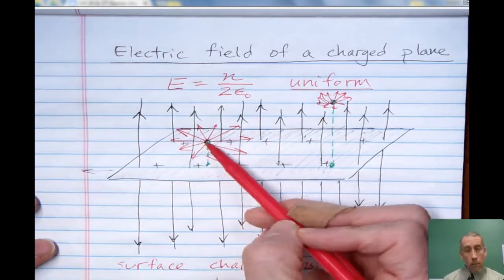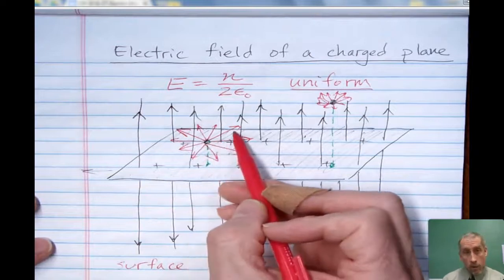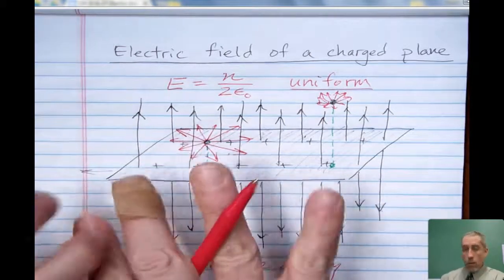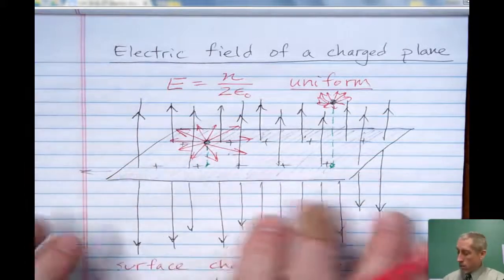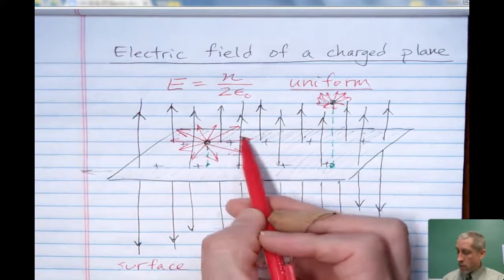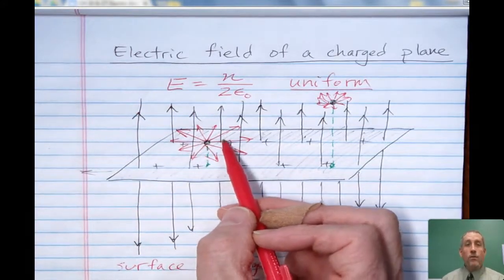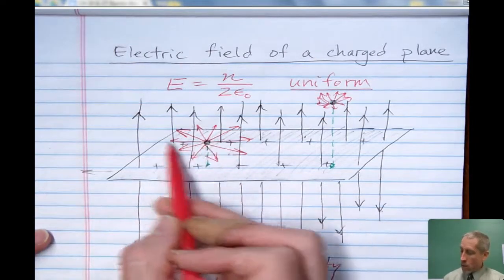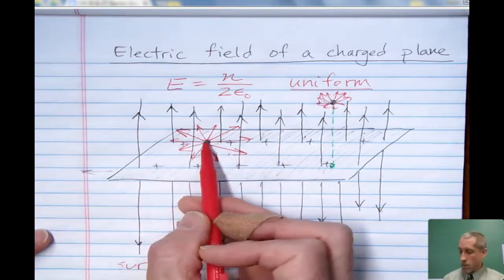Down here where I'm close, I have bigger field vectors to add together, but they're much more directed away from each other. Pushing away is not the best phrase to use there, but directed away from each other, and therefore they cancel more. They cancel out more. So you'll get a lot more left and right component that cancels out.